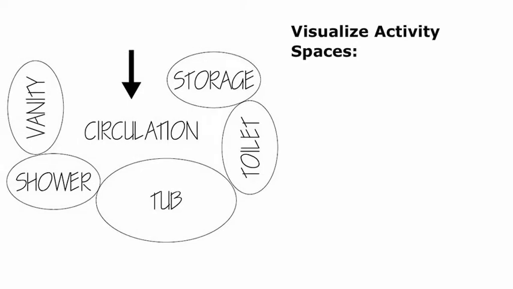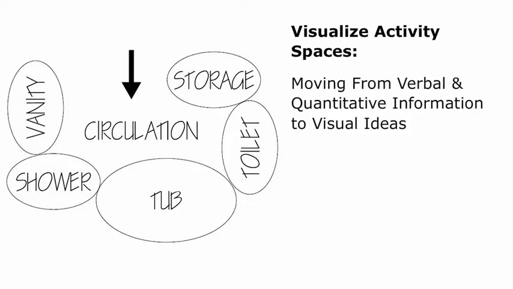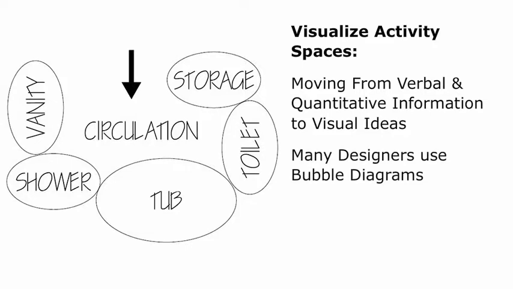Visualize the activity spaces. This is the stage when you are moving from verbal and quantitative information to visual ideas. Many designers use bubble diagrams to represent activity spaces or various centers, and to explore the relationships of the different spaces. For example, you may have a bubble for the bathing center, another for the toilet area, and so on.